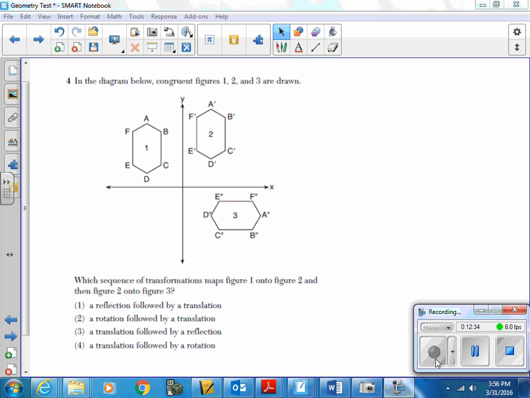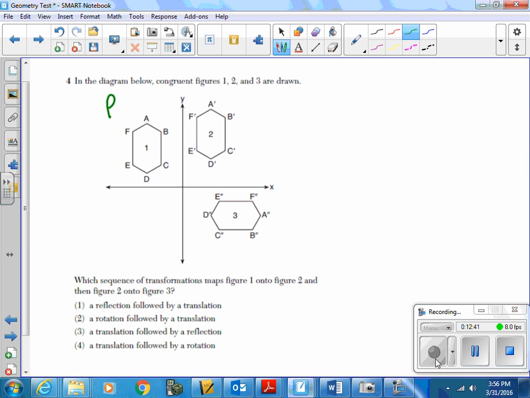Okay, not much to talk about on number 4, but let's just make sure, and I want you to label this on your test. This is our pre-image. And how do I know that? Well, it doesn't have the little prime symbols, these little symbols here. And we know that this is our first image, and I can tell that because it only has one of the little tick marks or apostrophes, I guess you'd call it. And this is our second or final image.